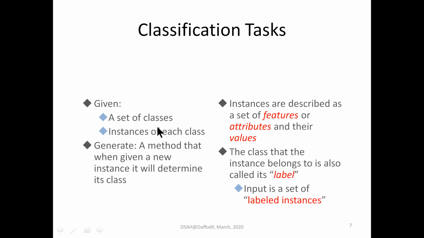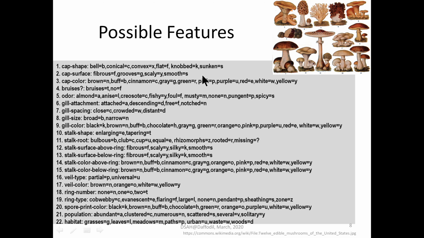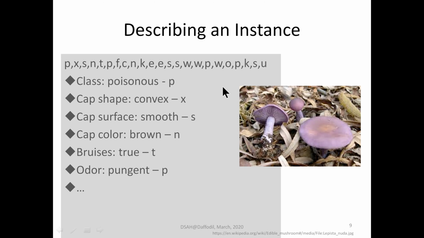So you are given a set of classes and a set of instances, and you generate a method. The instances are described by features or attributes and their values, and the class is what we finally call the label. That means the input is a set of labeled instances. All right. So these are the possible features we can have. We can see 22 different instances. We have different features, and we try to classify them according to the description. When we describe an instance, we have a class value, class shape, class source. Different data sets have different types of properties. We understand looking at it.